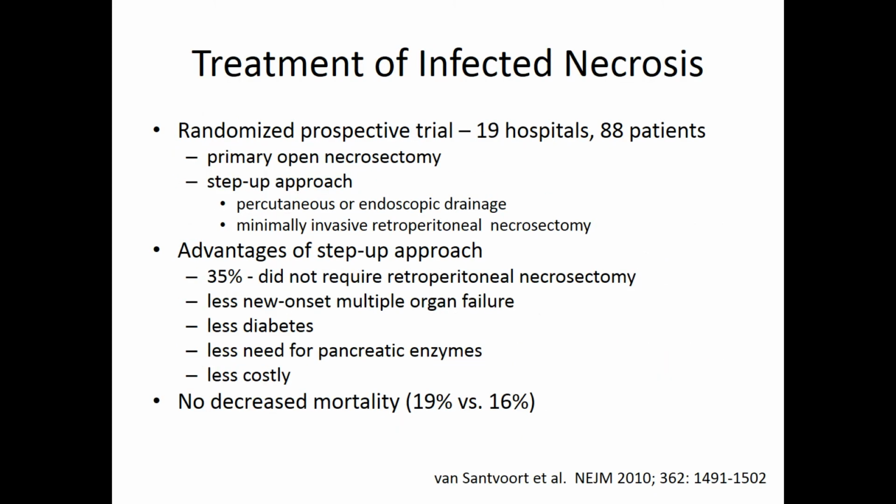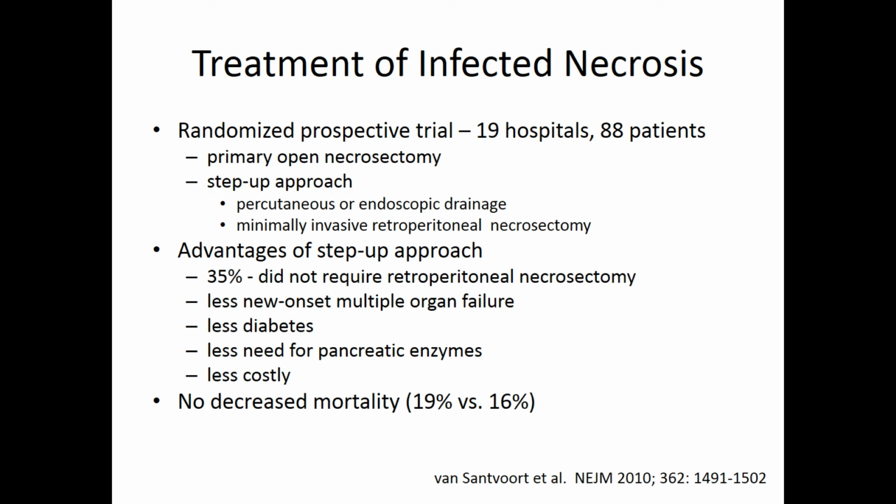Now, what do you do for patients with infected necrosis that fail to respond to antibiotics? There was a randomized prospective trial that looked at primary open necrosectomy versus a step-up approach, including percutaneous or endoscopic drainage, followed by minimally invasive retroperitoneal necrosectomy if they did not improve after the initial step.